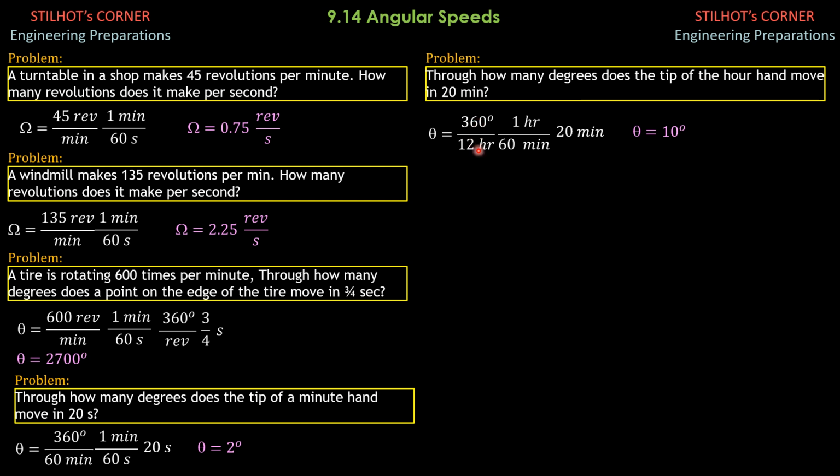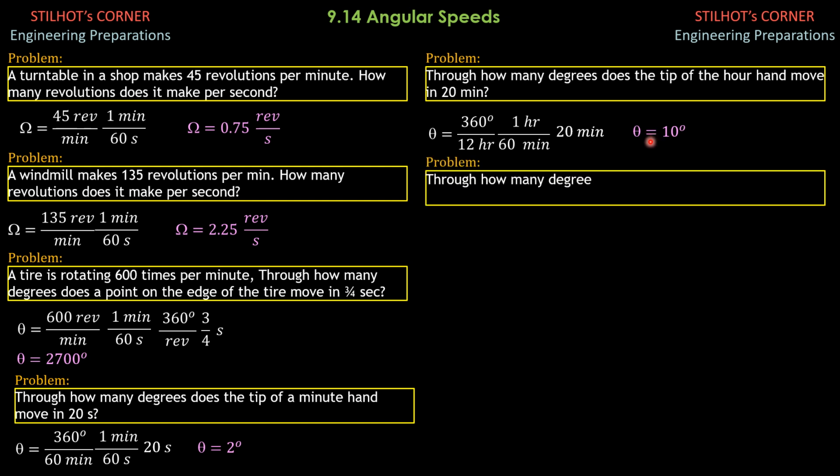So 360 degrees over 60 is 6, and 6 over 12 is 1/2. 1/2 of 20, so that's why it's 10 degrees. So theta is 10 degrees.